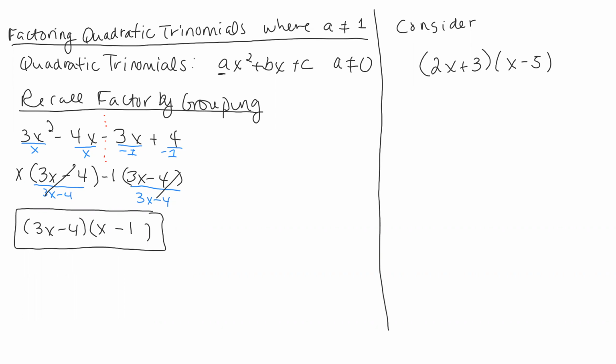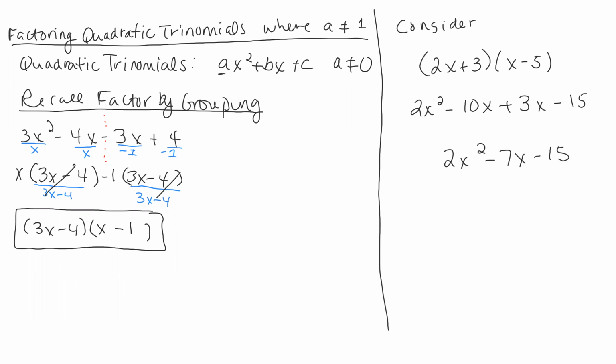So here I would get 2x times x, so 2x squared. I would then take 2x and multiply it by -5, where I would get -10x. Next, I would take this 3 and I would multiply it by x, so I get plus 3x. And then 3 times -5 is -15. And then we would go ahead and simplify.